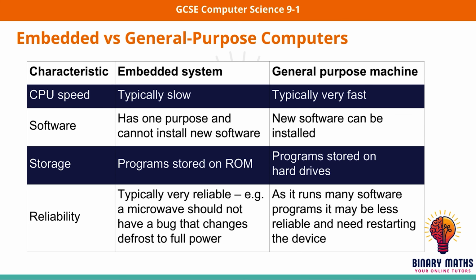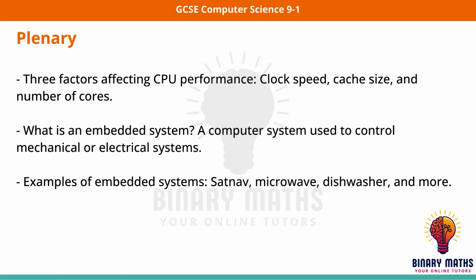Here's a table highlighting embedded systems versus general purpose computers. Let's recap what we've learned. The three main factors affecting CPU performance are clock speed, cache size, and number of cores. An embedded system is a computer system used to control mechanical or electrical systems. Examples of embedded systems include sat-navs, microwaves, and dishwashers.